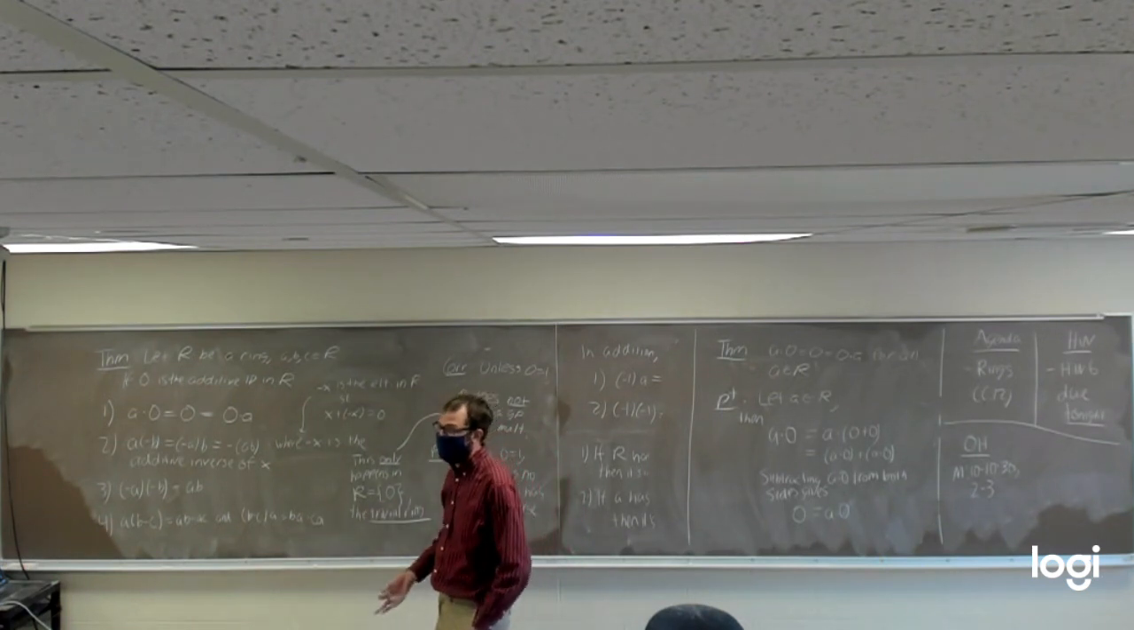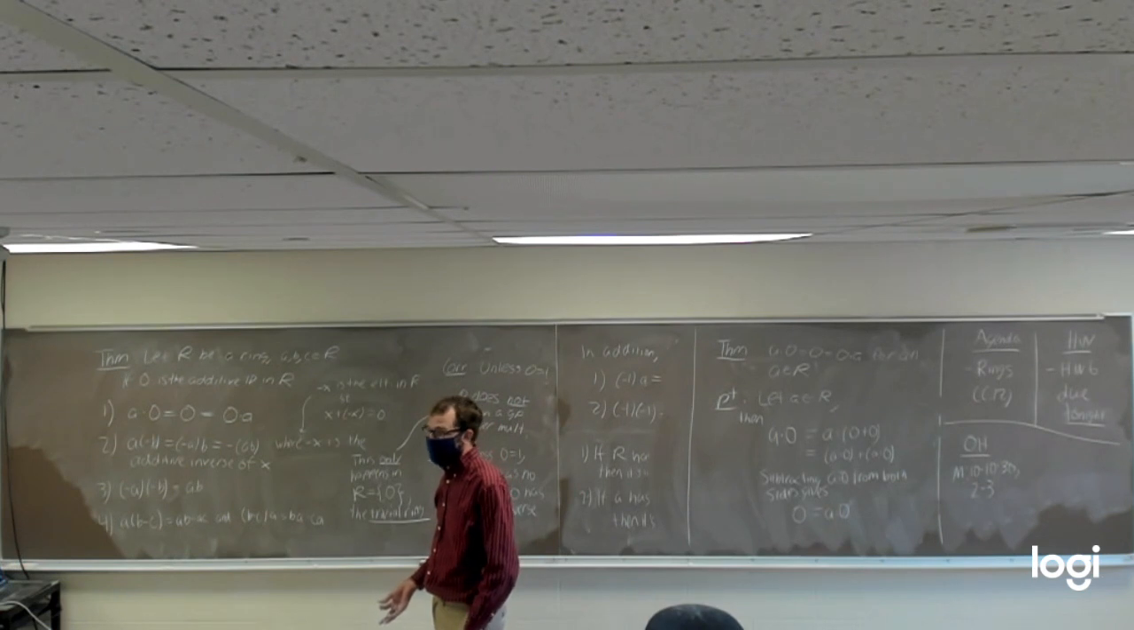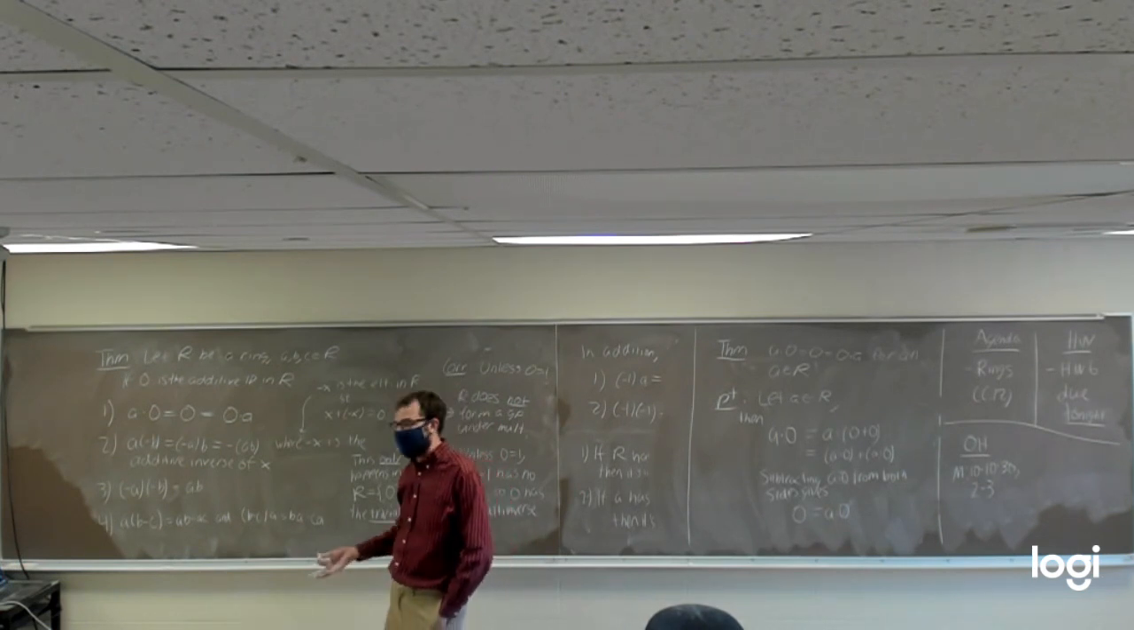So there's the answer to your question. Do we have a special name for when a ring does form a group under multiplication? We do. It's the trivial ring, the ring with just a single element in it.